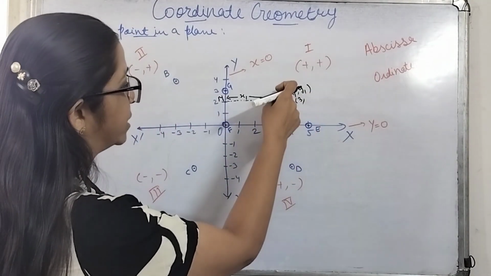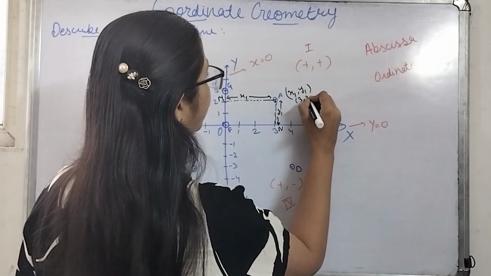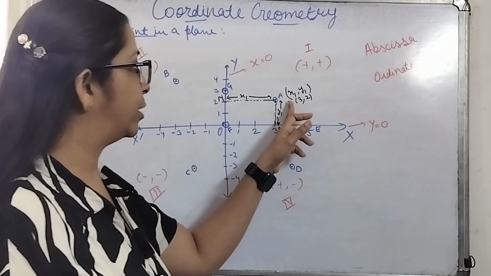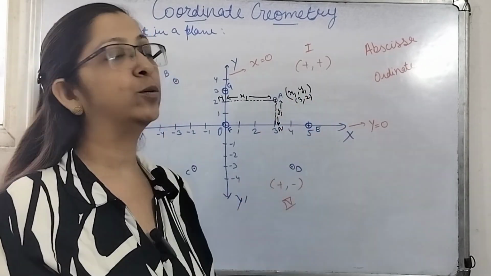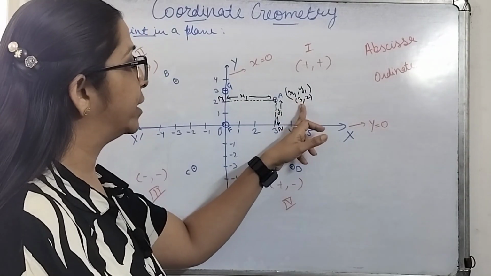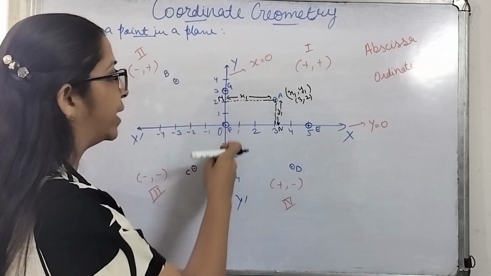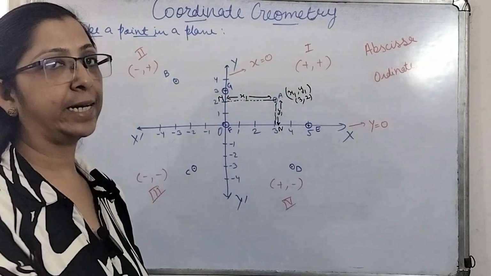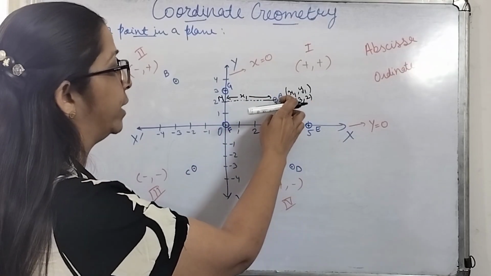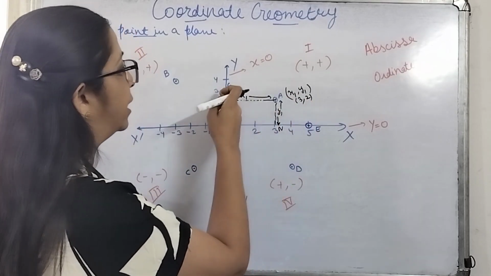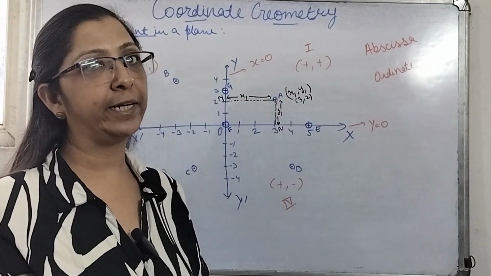And this is your y1, that is AN, which is equivalent to your OM, it is your 2 units. So the coordinate of this point A will be (3, 2), where 3 denotes its x coordinate and 2 denotes its y coordinate. What was the x coordinate? The x coordinate is the perpendicular distance of the point from the y axis taken along the x axis, and the y coordinate will be the perpendicular distance of the point from the x axis taken along the y axis. So this will be the coordinate for point A.